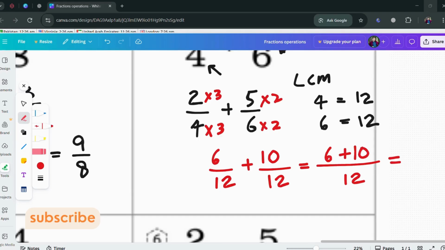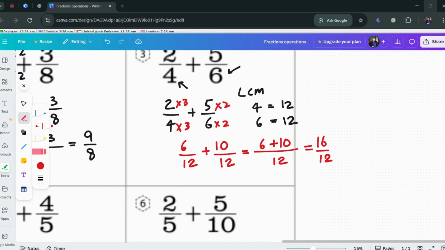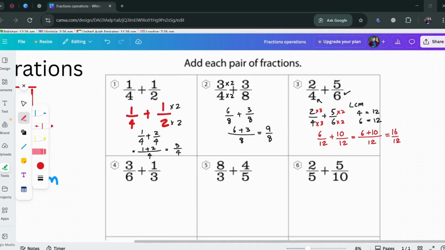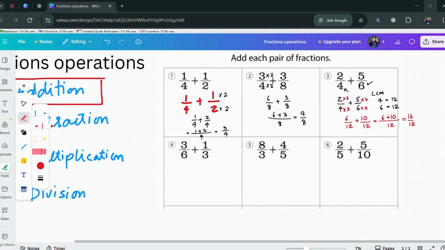That's going to be equivalent to 16/12. And after that, we can easily go ahead and simplify it as well, right? For the simplification, I will explain some other day. So these are the first 3 questions that I've solved. I hope you understood them.